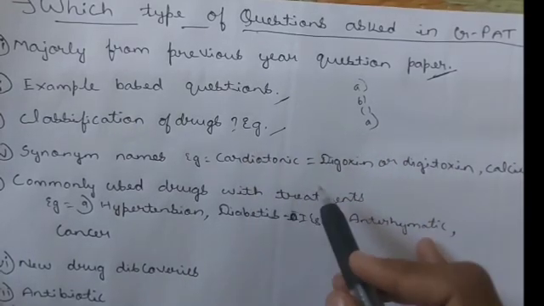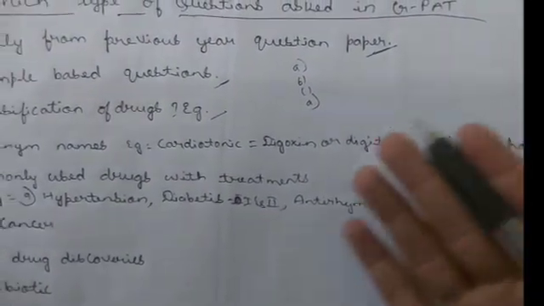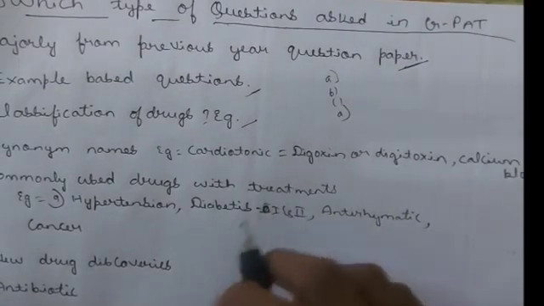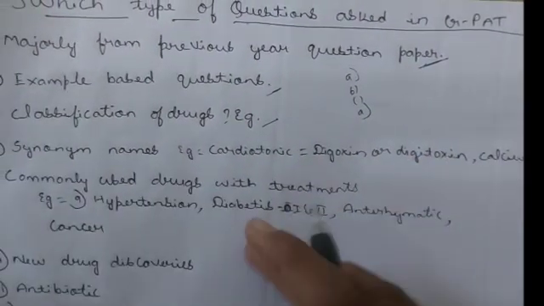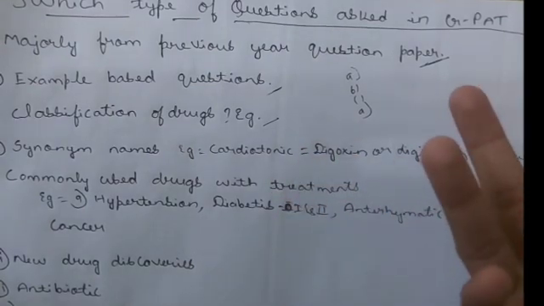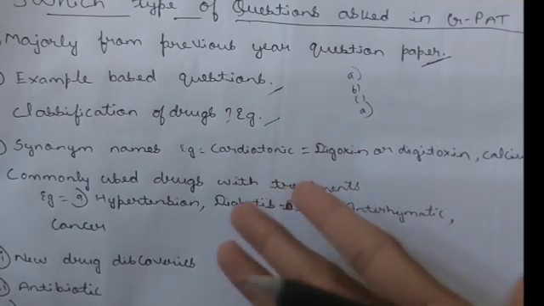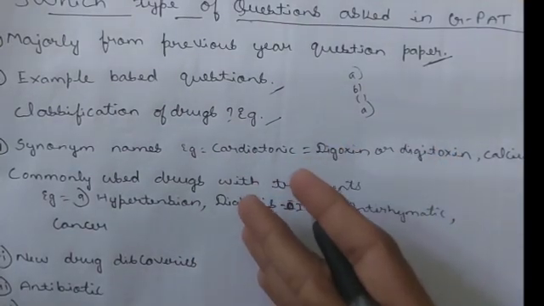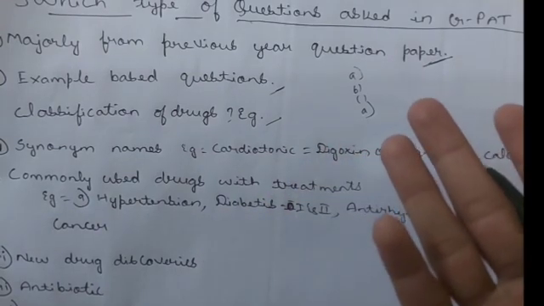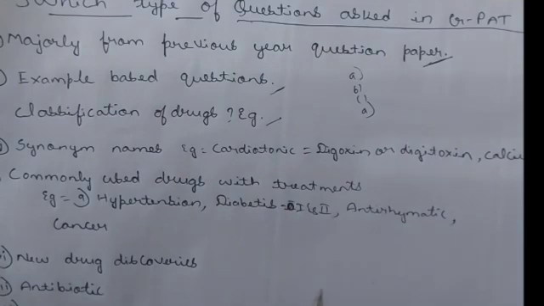Okay, some of the drugs like digoxin or digitoxin or calcium channel blockers, these all are the cardiotonics. These names you have to understand. Then commonly used drugs with treatments. Now see, some of the drugs are commonly used in the market nowadays, like some of the hypertensive drugs, diabetic medicines, type 1 and type 2. Okay, for which patients you cannot give type 1 medicines, for which patients you cannot give type 2 diabetes medicines. This type of conclusions you have to understand in the GPAT exam.